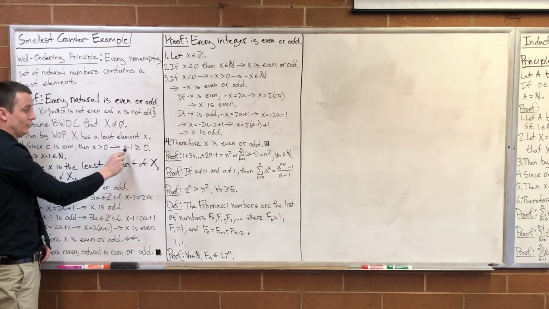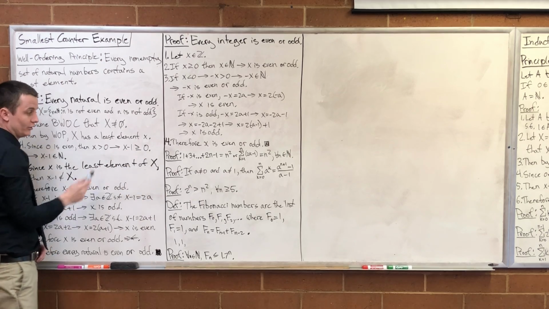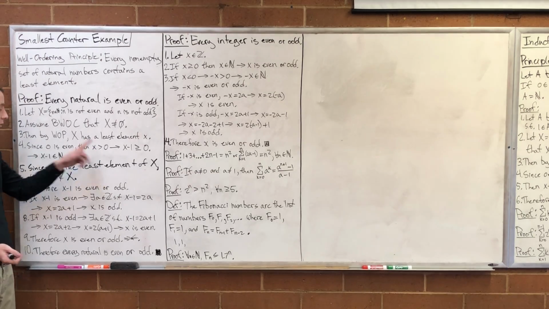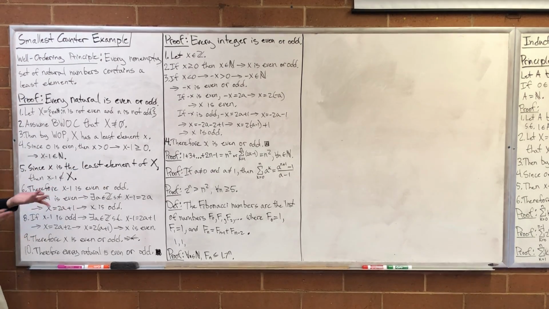If x is bigger than 0, x minus 1 is greater than or equal to 0. You good with that? Which just gives us that x minus 1 is a natural number, right? If x is a natural number greater than 0, then x minus 1 is a natural number. That's all we're trying to say. So x minus 1 is a natural. We'll just read it how it says it. Since x is the least element of big X, x minus 1 is not in big X.